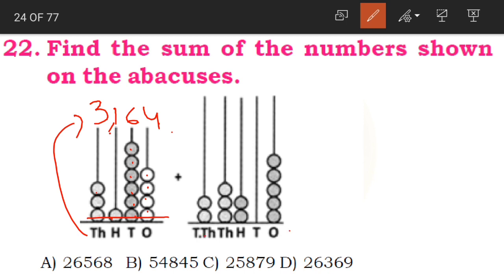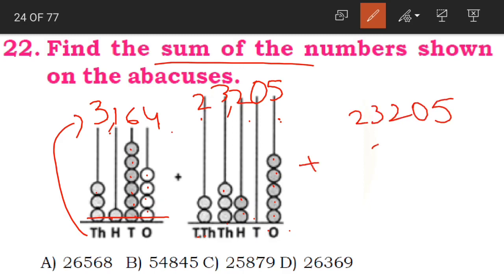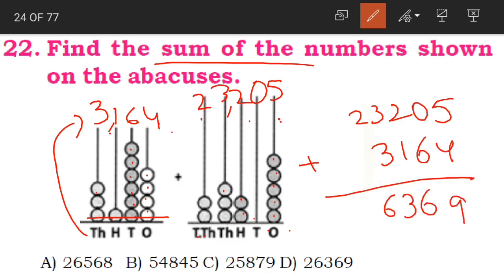3164. Now what about the second abacus? 1, 2, 3, 4, 5. 0, 1, 2, 3 and 2. Now what is the second abacus representing children? 23,205. Now what should we do? We should find out the sum. 23,205 plus 3,164. 5 plus 4, 9. 0 plus 6, 6. 2 plus 1, 3. 3 plus 3, 6 and 2 here. What is the total answer? 26,369, which is our option D.